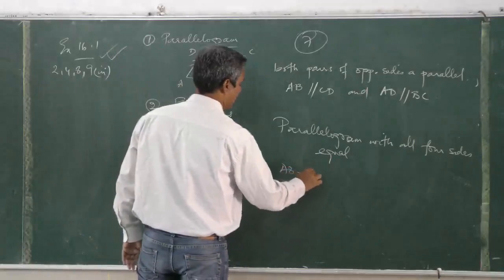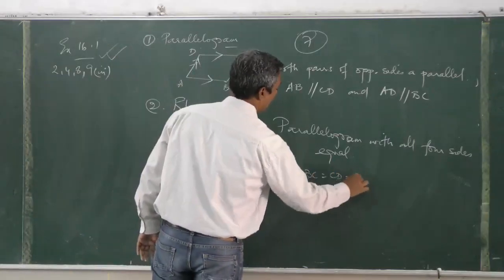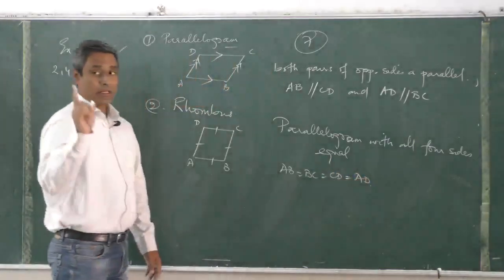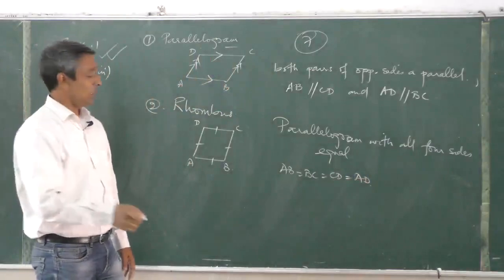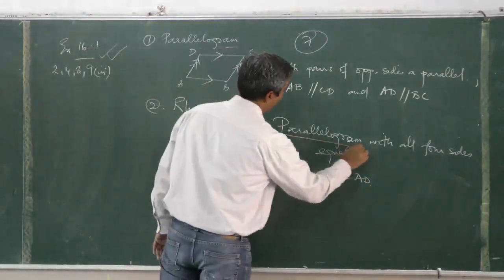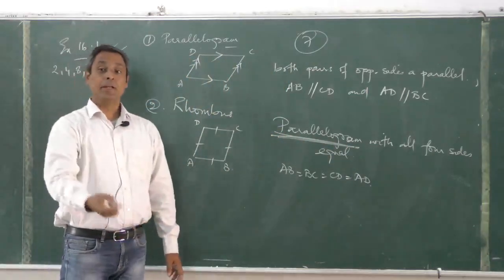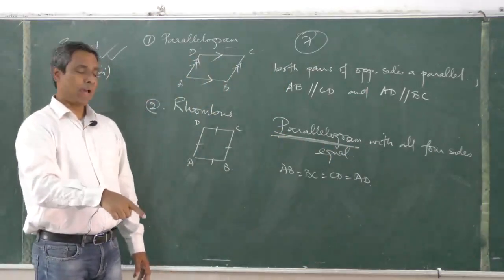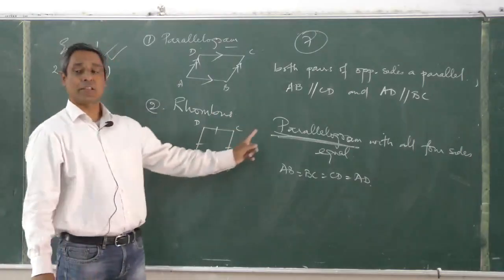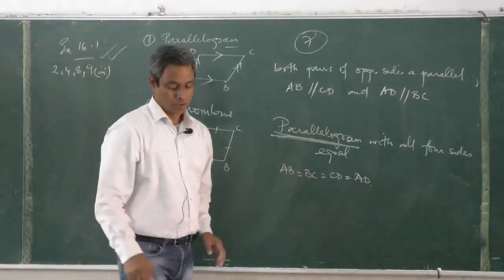AB is equal to BC is equal to CD is equal to AD. In case you have missed it, I want to repeat myself. The rhombus is a parallelogram. It must first be a parallelogram, and then when four sides are equal, then it is called a rhombus.